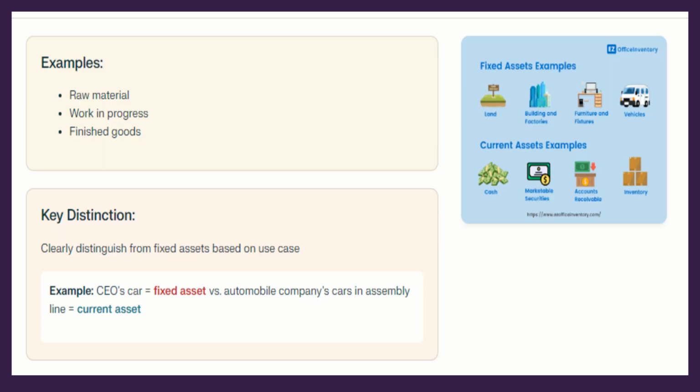It is crucial to clearly distinguish current asset from fixed assets or other non-current assets. The use case dictates classification. For instance, while a motor car owned by a business for the CEO is its fixed asset, the cars that an automobile company holds in its assembly line will be current asset.